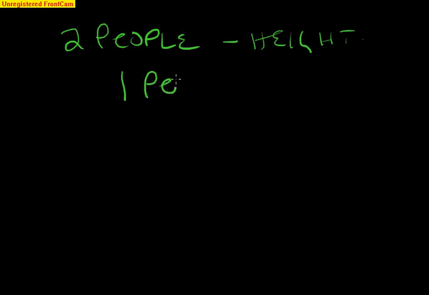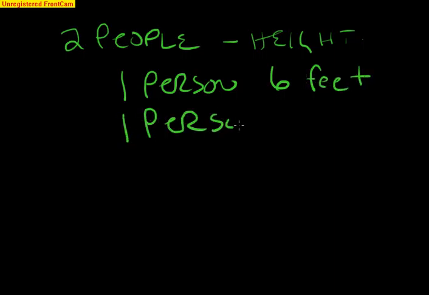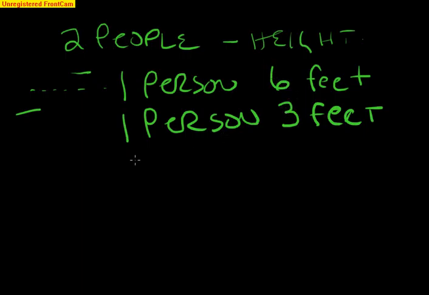One person is 6 feet tall, and one person is 3 feet tall. Now, in our example before, we had the short person, the tall person, and then we ended up with an average that was in between. So in this one, it seems like our average is going to be somewhere between 3 and 6.